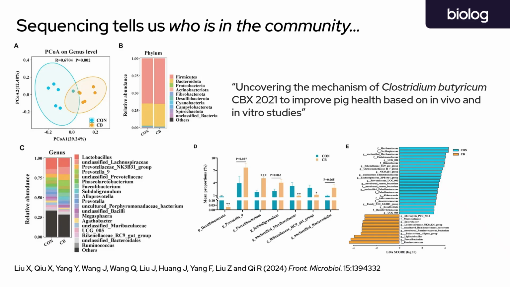For example, this recent paper explores how Clostridium butyricum improves pig health based on in vivo and in vitro studies. With 16S sequencing, we can see how the microbial community is changing when we add a new member of the community. And we have many ways to show these population shifts and restructuring at different levels. For example, at the phylum level, there might not be very evident changes, but at the genus level, you start to see major shifts. And at the species level, we see very, very big changes.